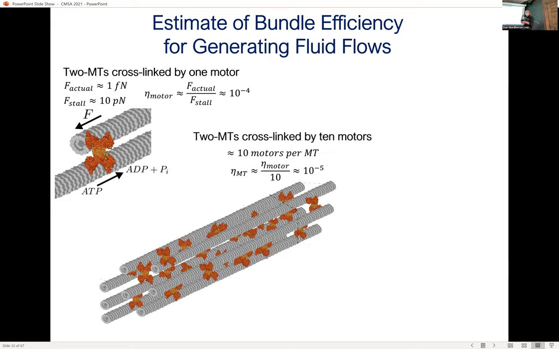Okay, don't forget these microtubules are very, very short compared to the system size. So very few of them get long enough to span the system. And the bundles themselves are also very short for the system. I mean, they can still bend and have all sorts of flows.